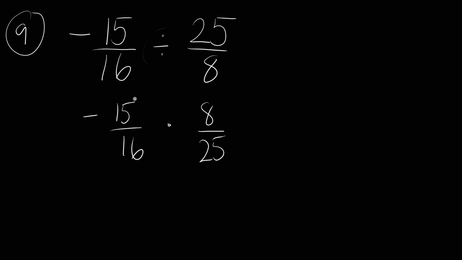as you can. I believe 5 goes into 15 3 times and 5 goes into 25 5 times. So 5 goes into here 3 times and 5 goes into here 5 times. Same idea here with the 8 and 16. I think 8 goes into here once and 8 goes into here twice. So what I'm left with is negative 3 times 1, which is going to be negative 3, over 2 times 5, which is 10.